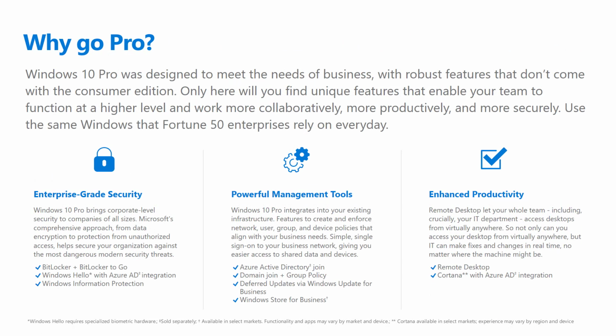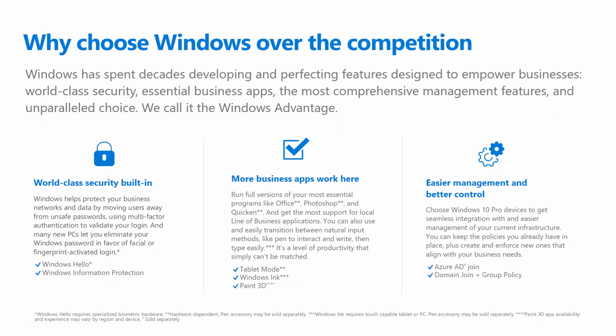Now, let's take another look at why you would go Pro versus Home. So the security capabilities, additional management tools over what Home provides, as well as enhanced productivity capabilities. These are just summarizing some of the things that we've already seen. So now, why choose Windows over the competition? If someone says, well, I want to buy a tablet that doesn't run Windows, or I want to do this, I want to do that. Well, again, it's a lot of those same capabilities. So the world-class security, more business apps work here, as well as better management and better control overall.